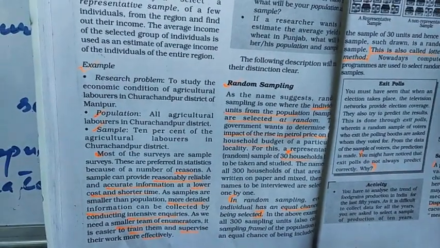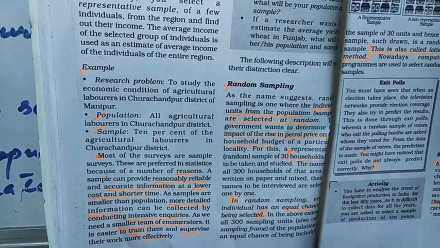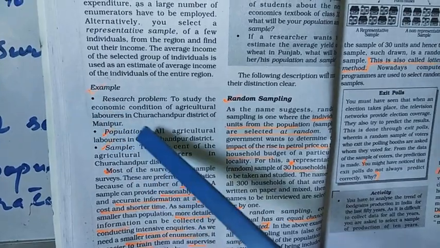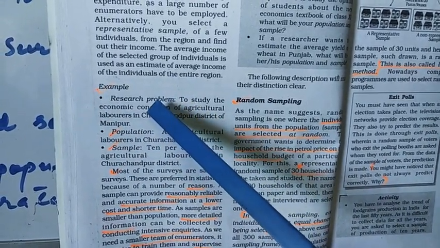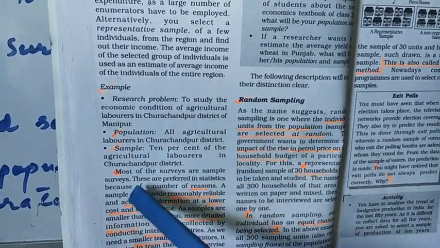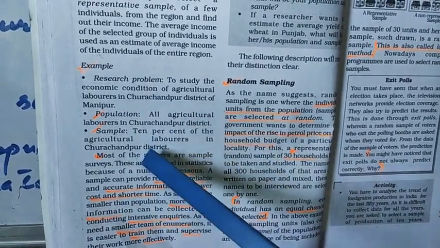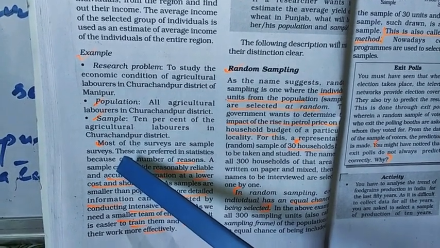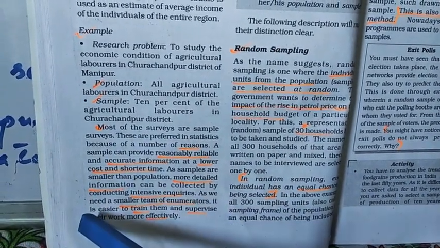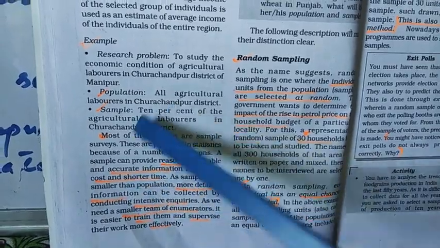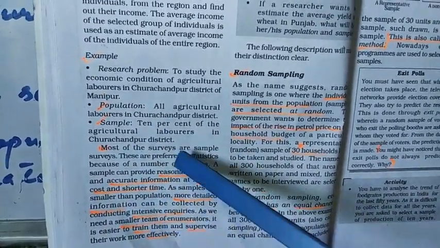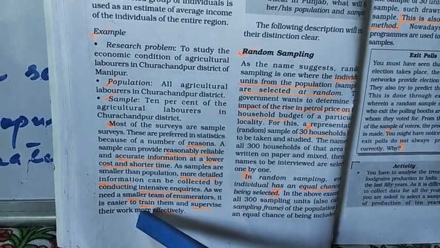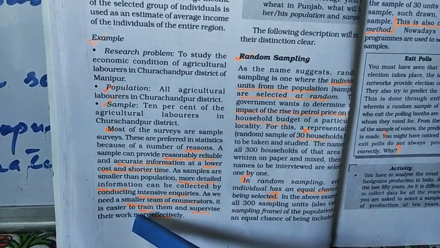Most of the surveys are done through a sample survey. So in order to come to a conclusion about the condition of the laborers in Churachandpur district, you have to select a sample of a few selected individuals of the laborers of Churachandpur district, and you find out the various information from this selected group of people instead of taking the whole population of Churachandpur district who are engaged in labor activity or agriculture.